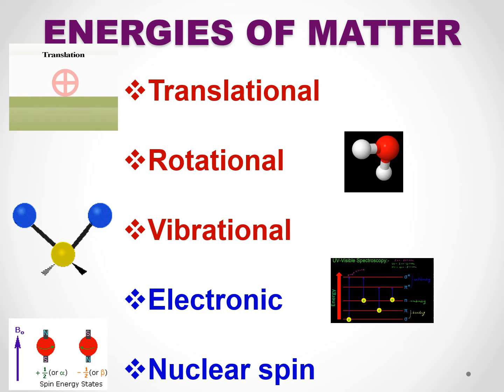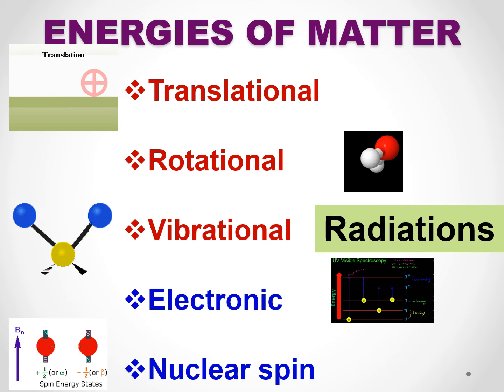Now quantum mechanics tells us that, before that, all these energies are affected by radiations. If you allow a particular radiation to fall on matter, then it can change these energies. Like rotational energy can be changed using microwave radiation. Vibrational energy changes using IR radiation. Likewise, each energy can change when we send a particular radiation.